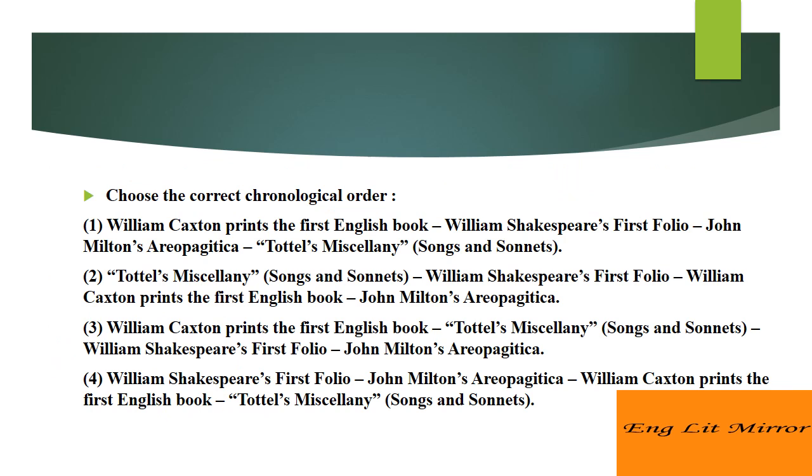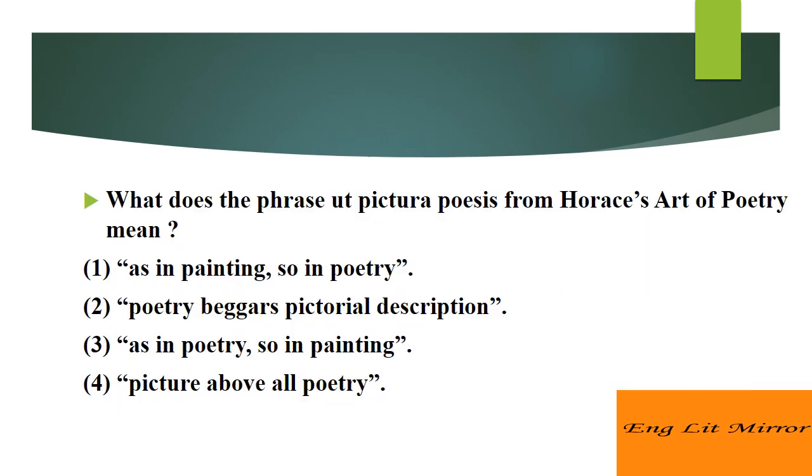Choose the correct chronological order. Answer is option 3, William Caxton prints the first English book, Tottel's Miscellany, Songs and Sonnets, William Shakespeare's First Folio, John Milton's Areopagitica. What does the phrase "ut pictura poesis" from Horace's Art of Poetry mean? Answer is option 1, as in painting, so in poetry.